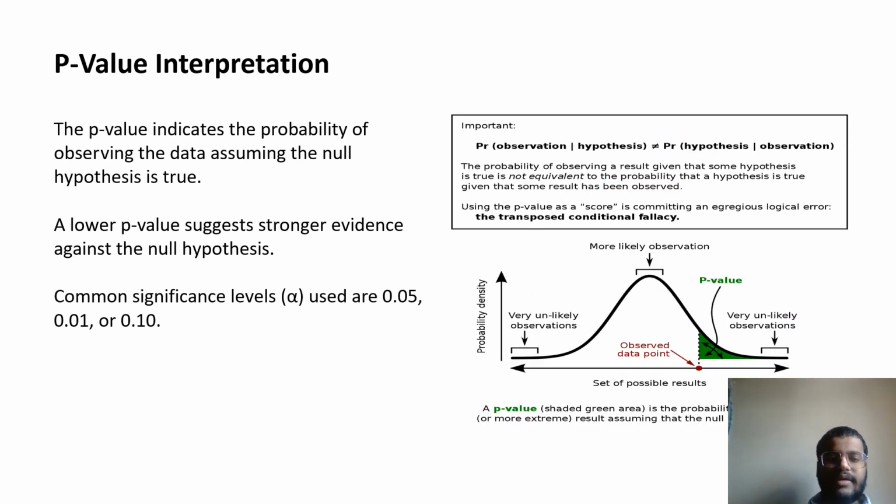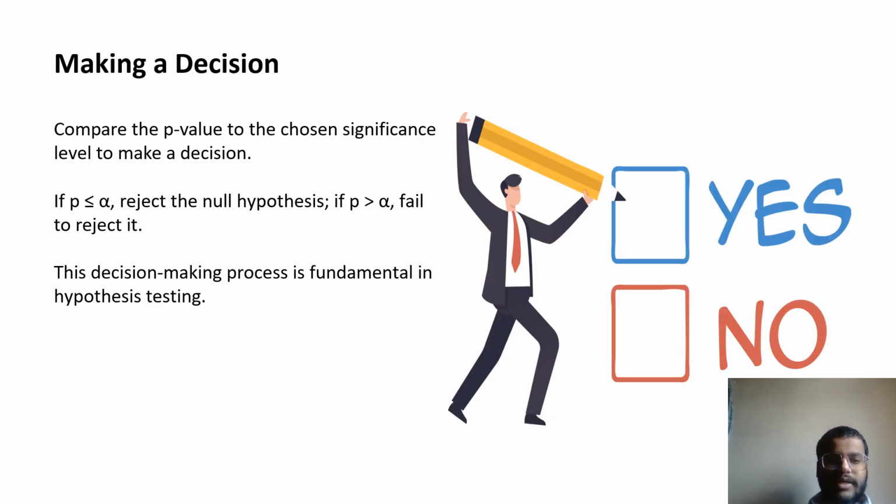The p-value indicates the probability of observing the data assuming the null hypothesis is true. A lower p-value suggests stronger evidence against the null hypothesis. Making a decision. Compare the p-value to the chosen significance level to make a decision. If p is less than or equal to sigma, then reject the null hypothesis. If p is greater than sigma, then fail to reject it.